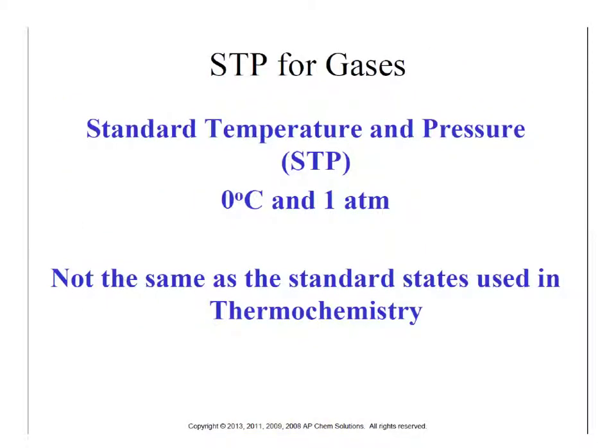Something else that's unique to gases is STP. STP is a standard state of conditions that scientists have agreed. This is where gases behave most ideally. So if we're going to research gases, we want them under these conditions. And the conditions are 0 degrees Celsius and 1 atmosphere. So that would be 273 Kelvin, 1 atmosphere of pressure. Keep in mind, this is different than the standard states in thermochemistry. In thermochemistry, it was 25 degrees Celsius and 1 atmosphere. STP for gases, though, is 0 degrees Celsius.